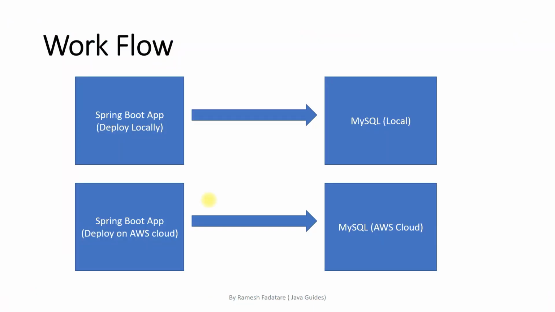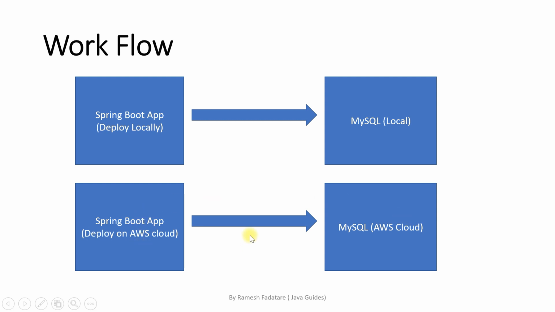Okay, great. So look at here the workflow. So far we have created Spring Boot application and deployed it locally, and our Spring Boot application has connected with MySQL database, which is configured on local machine. Now in this video we're gonna deploy our Spring Boot application on AWS Cloud, and we'll also deploy MySQL database on AWS Cloud using AWS RDS service, and we'll connect our Spring Boot application which is deployed on AWS with MySQL deployed on AWS Cloud.